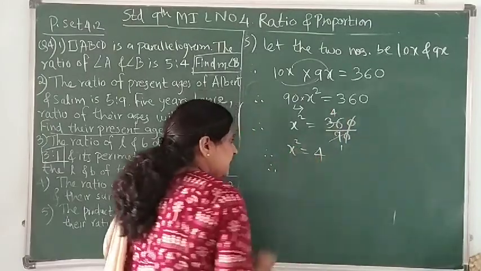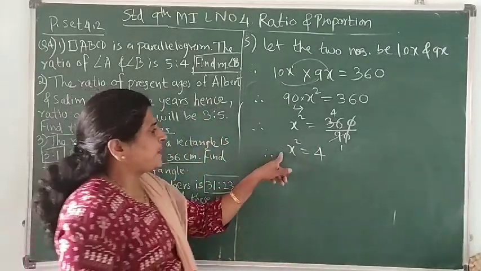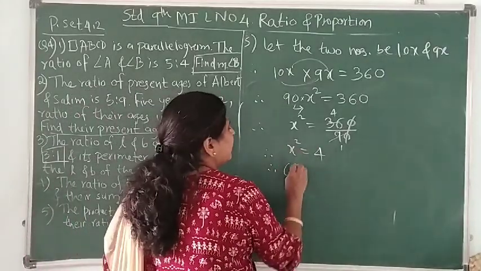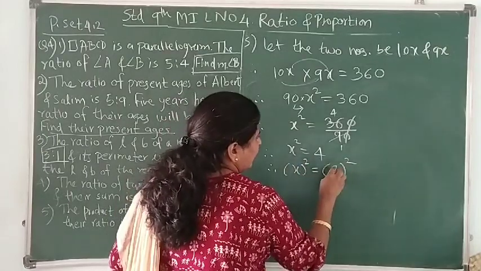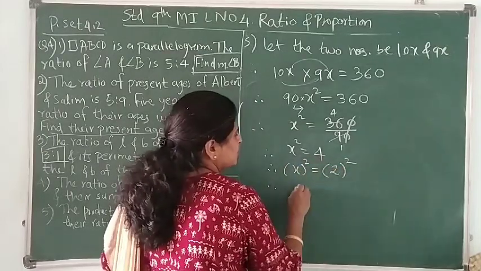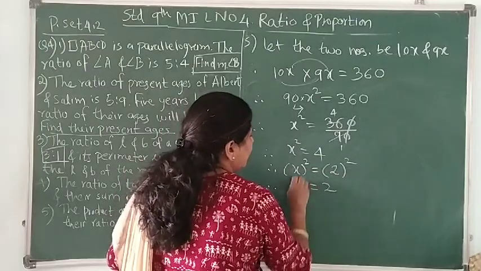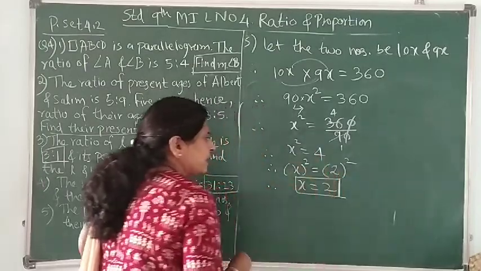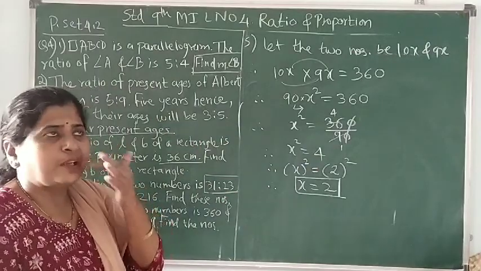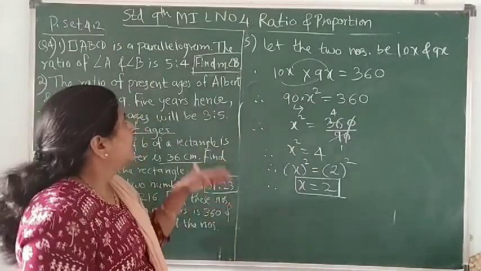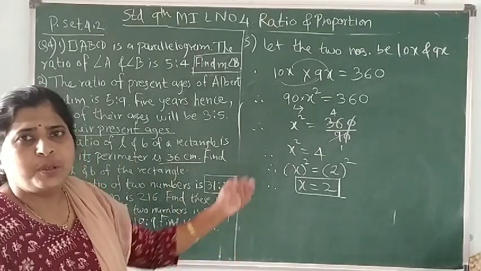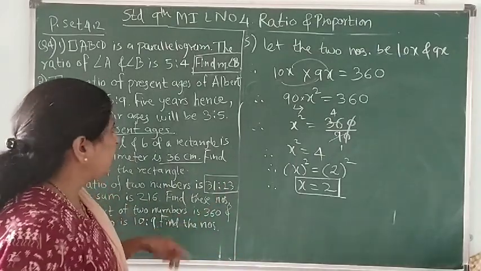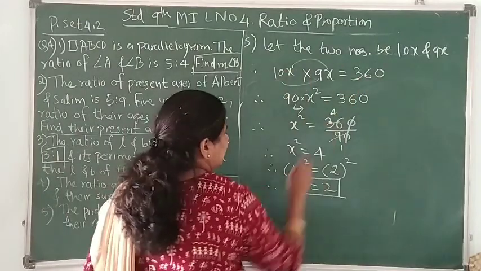So what is x? Take the square root of both sides. From x square we want x. Now you can write x square as square of x, and 4 is the square of 2. So if you take the square root, you get x is equal to 2. Otherwise we take plus or minus when we take the square root, but in a ratio, as we take ratios of positive numbers, we are considering it to be positive only. Okay, we want the numbers. The numbers are 10x and 9x.